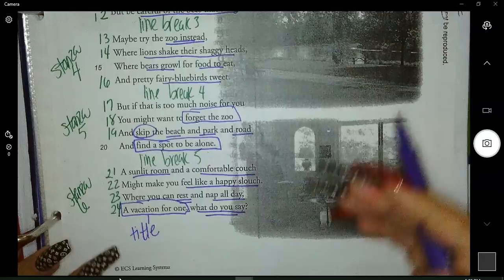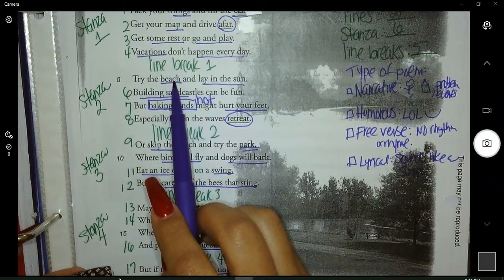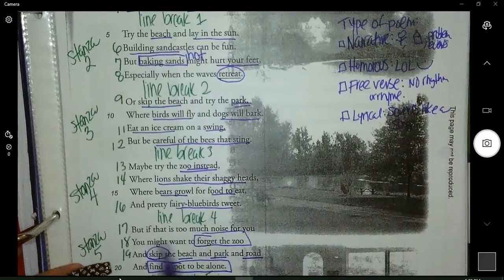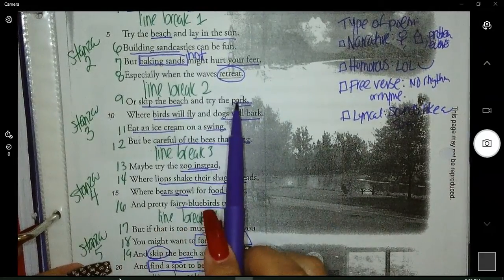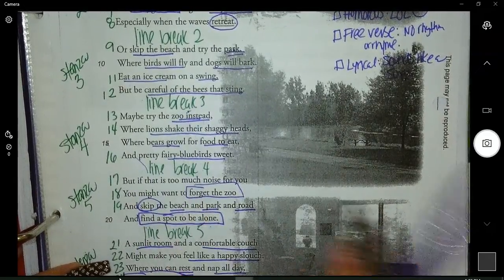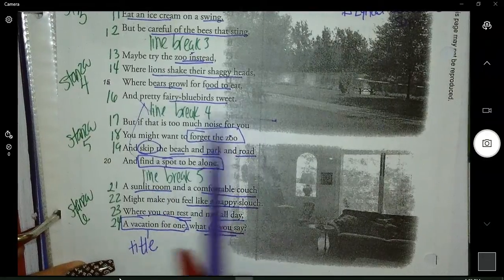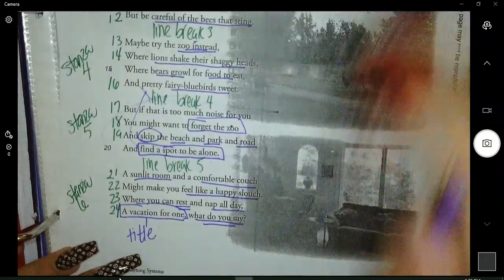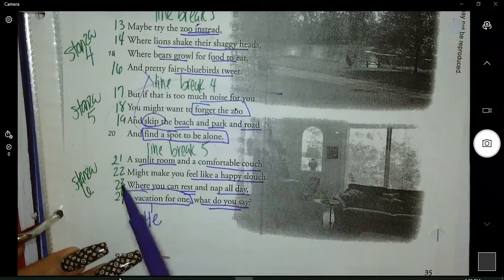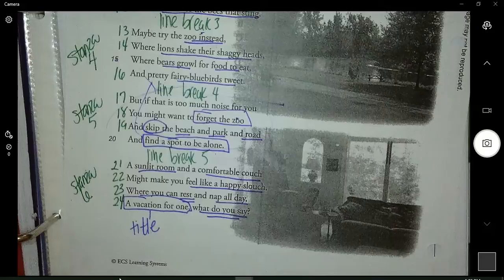He's trying to give you all these options, right? Stanza 2 told me to go where? To the beach. Stanza 3 told me to go to the park. Stanza 4, maybe the zoo. Stanza 5 said, you know what? Forget all that. You can be alone. And stanza 6 told me to be where? In a sunlit room in a comfortable couch so I can be a happy slouch.